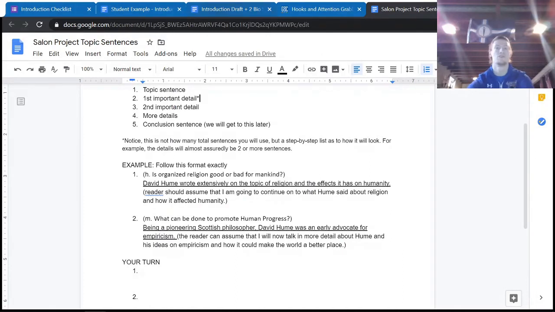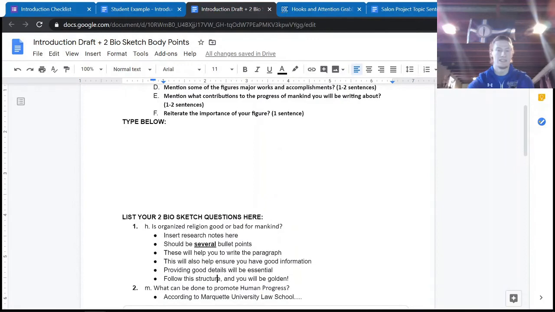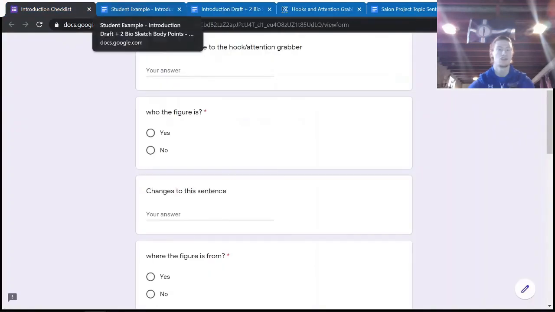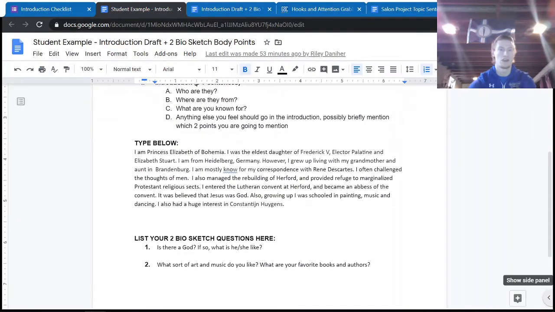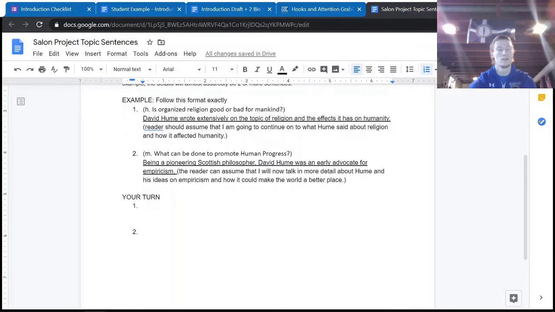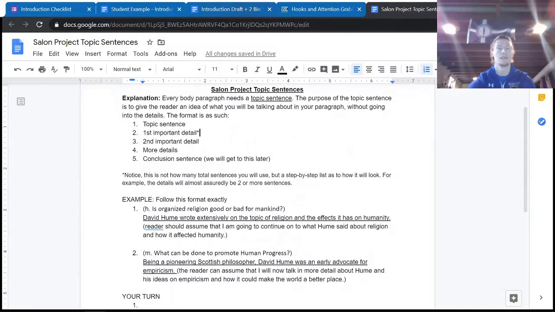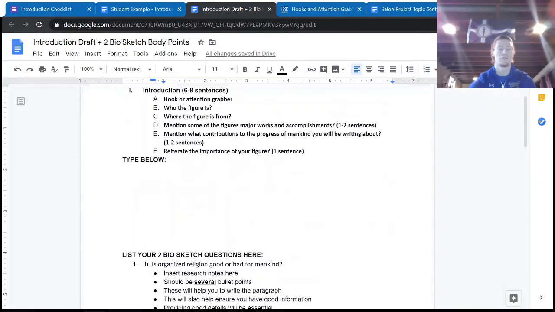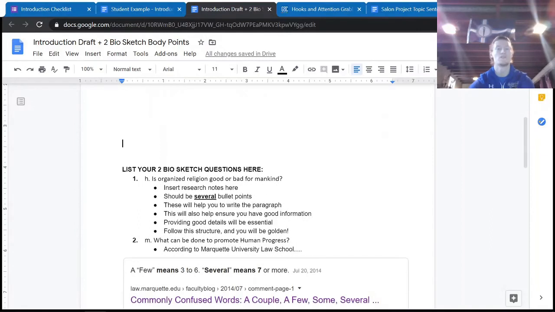Now, one thing that you'll notice going back to my example here, the third thing, so there's two things that are going to be done. First thing is the introduction checklist, as well as making adjustments to your draft. Okay. Then the second thing will be making the two topic sentences, as shown here. And then there's one more thing I want you to do, and that's going to be adding research to your Biosketch questions here. So you'll see I put bullet points because for each question, you should have several bullet points.